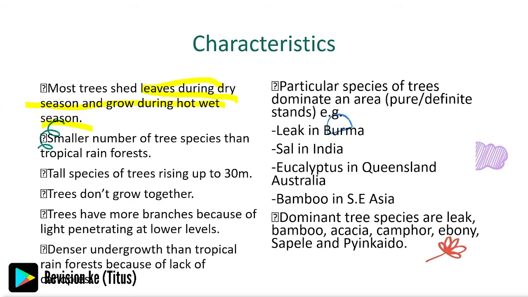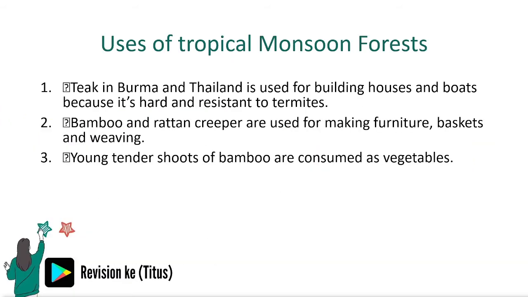Let's look at the uses of the tropical monsoon forest. The teak in Burma and Thailand is used for building houses and boats because it's hard and resistant to termites. The bamboo and the rattan creeper are used in making furniture, baskets, and weaving. Young tender shoots of bamboo are consumed as vegetables.